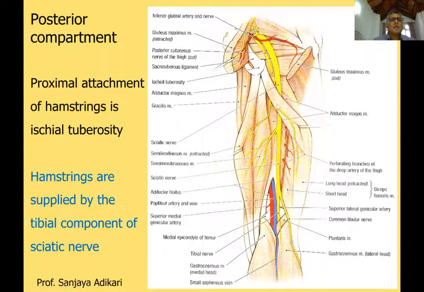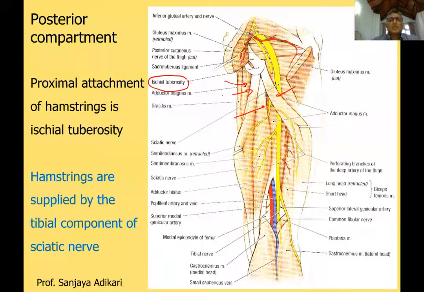The posterior compartment. Okay, I have to move around. All the muscles of the posterior compartment take origin from the ischial tuberosity. So this is the long head of biceps. Then semimembranosus and semitendinosus muscles here, and the hamstring part of the adductor magnus here. They are all in the posterior compartment.